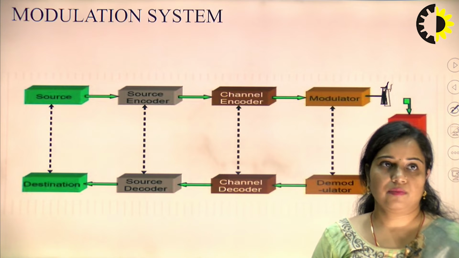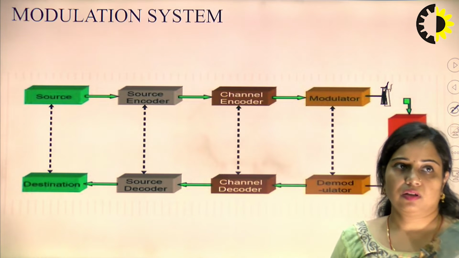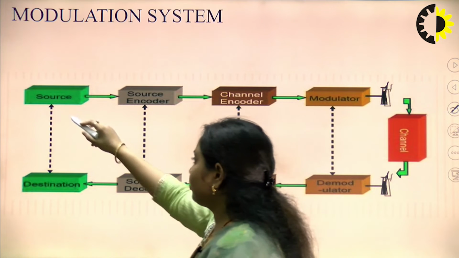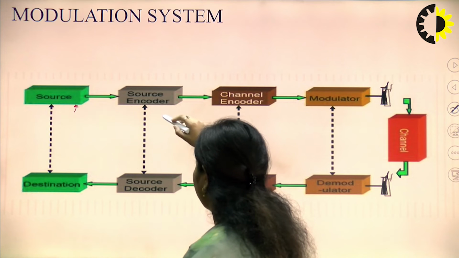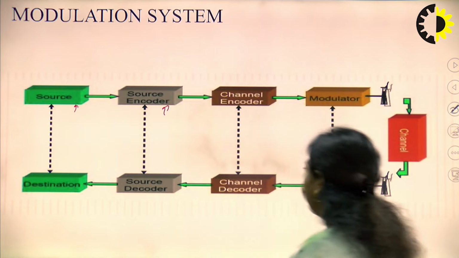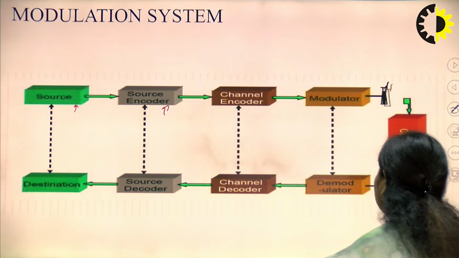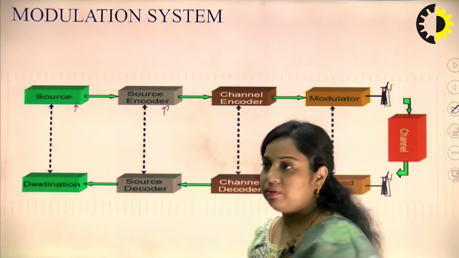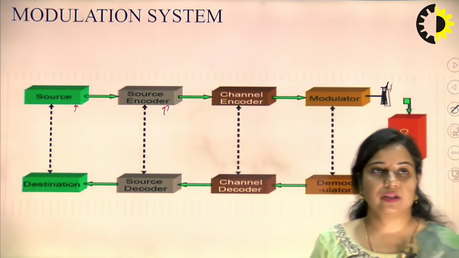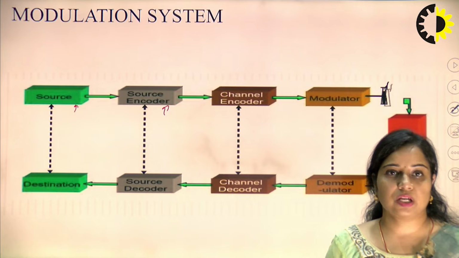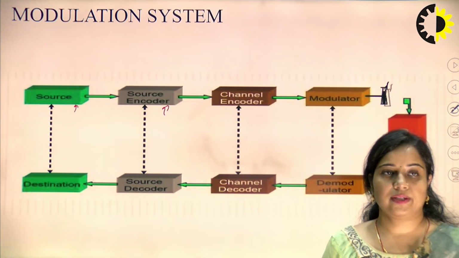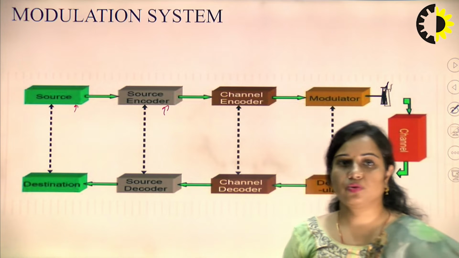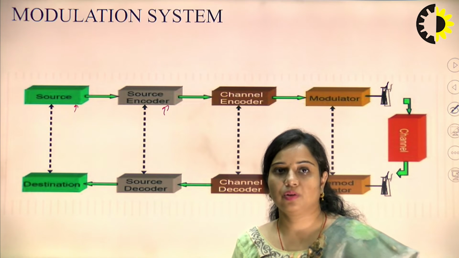This is the diagram of the modulation system. You can see that the first block of this modulation system is a source. The output of this goes to a source encoder, then channel encoder, modulator and a channel. The source is responsible for providing a continuous time signal that you want to modulate, that you want to transmit. Then it is passed through two types of encoder. First one is source encoder, another one is channel encoder.